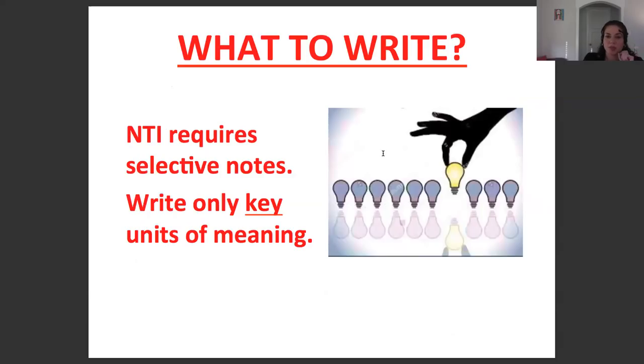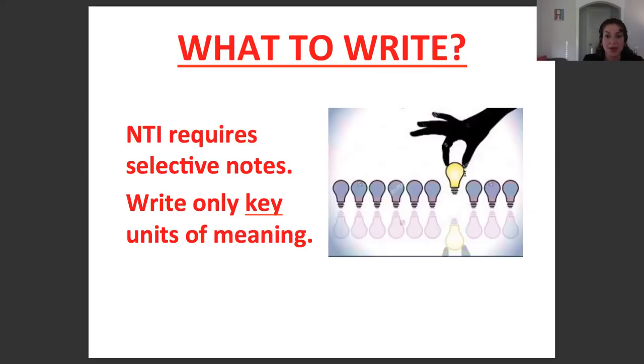Another important thing to keep in mind about note-taking for interpreters is that you should take very selective notes. The most important lesson that you can learn is what not to write, what to leave out. The only thing we're doing is we're writing down key units of meaning. So I want you to look at this image over here. Let's imagine that the person's speech is all these light bulbs, but there's one light bulb that is lit because it's the most important light bulb. So if we were saying that all of these are words, there was one word out of all these words that I wanted to write down to make sure I didn't forget.